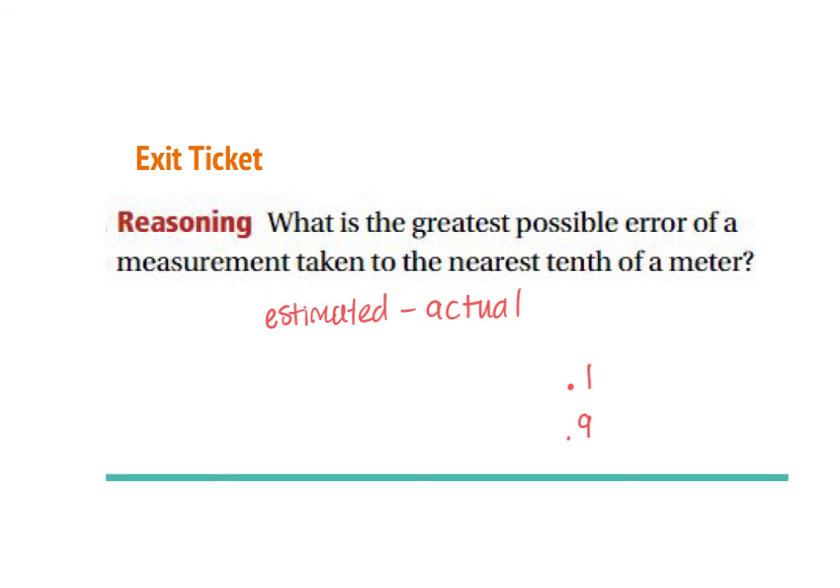So let's take 0.9 minus 0.1 over 0.1. We want the greatest difference, so let's say we were off by that much. 0.9 minus 0.1 is 0.8, and if you divide by 0.1, you get 8. So 800%. You can have an 800% error. So still a lot of error, even if it's the nearest tenth of a meter.